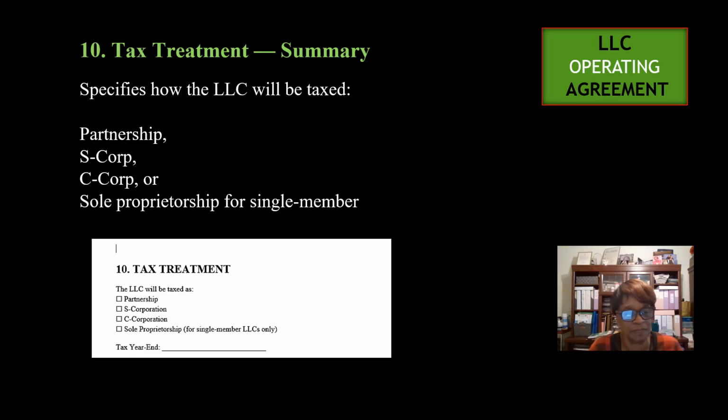Section number 10, tax treatment and summary. It specifies how the LLC will be taxed, and you can decide how you want to do it. Do you want to have a partnership type of taxes? There are different forms from the IRS depending on what type of tax treatment you establish. That's a good thing about an LLC. Which one? Do you want to be established as a sole proprietorship if it's just one of you, an S corporation, a C corporation? And I will be talking about the different types of corporations in another video, so you can understand what the differences are and what the tax requirements are with each one, so that you can make an educated decision.